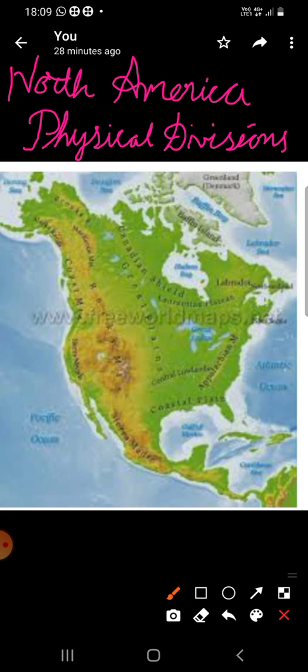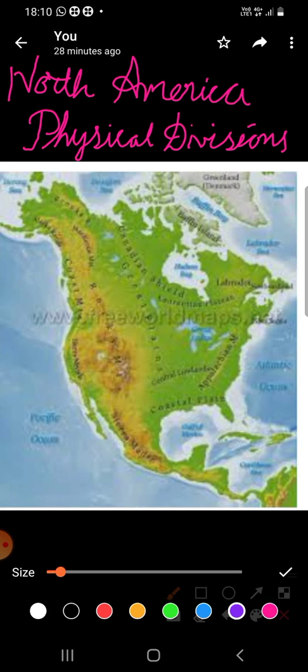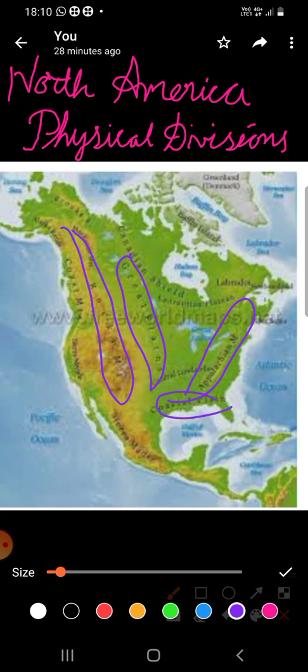Children, we were learning about North America's location, physical setting and extent in the previous class. And we know that there are four major physical divisions: the Western Cordilleras, Great Central Plains, Appalachian Mountains and the coastal plains. In today's class, let us learn about all the physical divisions one by one in detail.